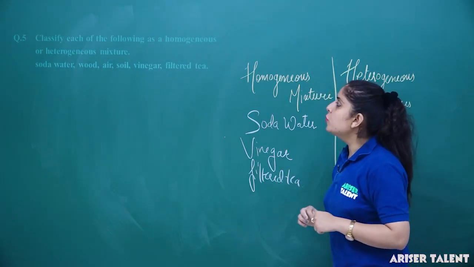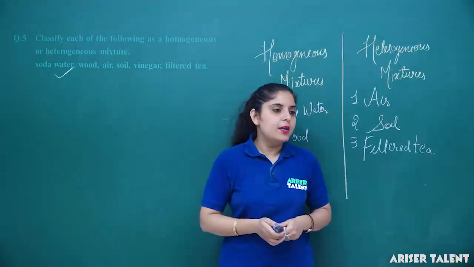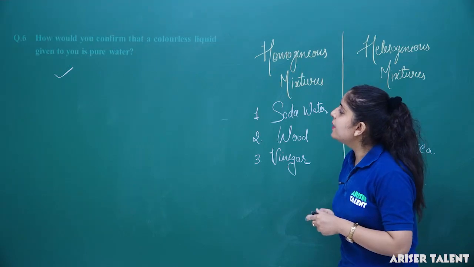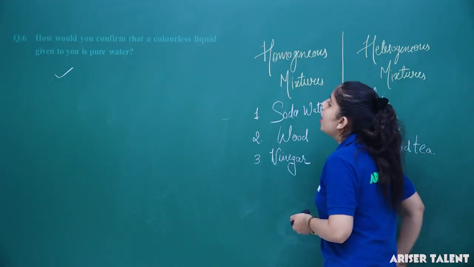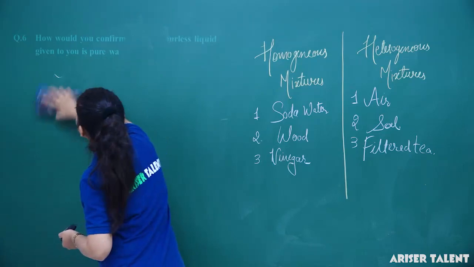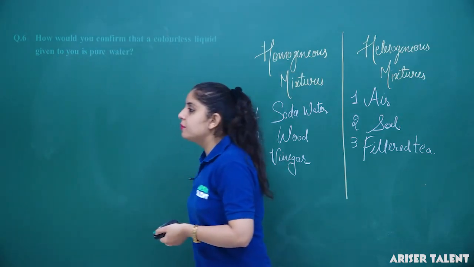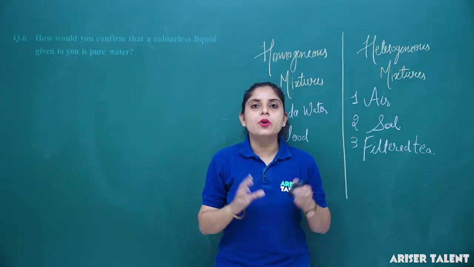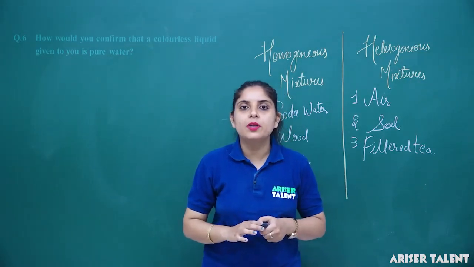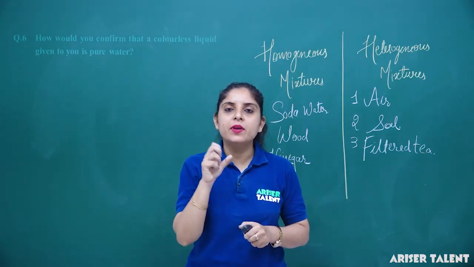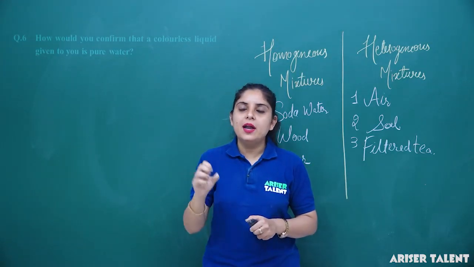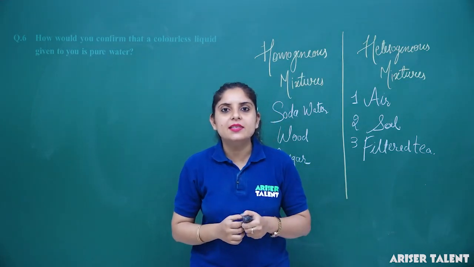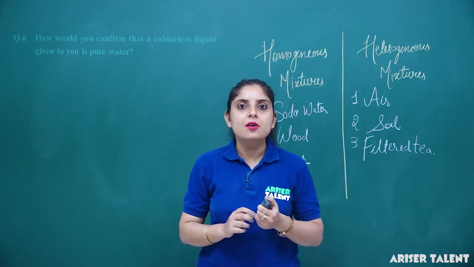Now let's proceed to the next question, which is question number 6, and let's see what it is saying. How would you confirm that the colorless liquid given to you is pure water? Suppose you are given water, then by its boiling or melting point you can identify that the water is pure water, because any pure thing has a fixed value of boiling point and melting point. If you keep boiling this water and if it is boiling at 100 degrees Celsius, you can say that the water is pure water.